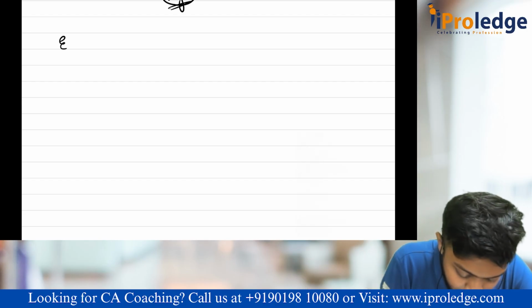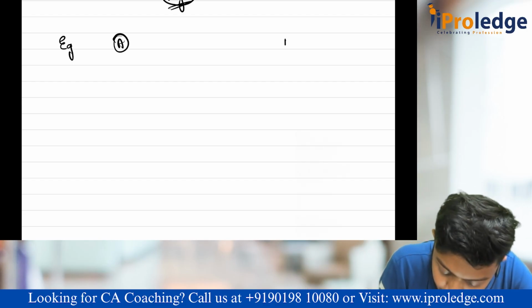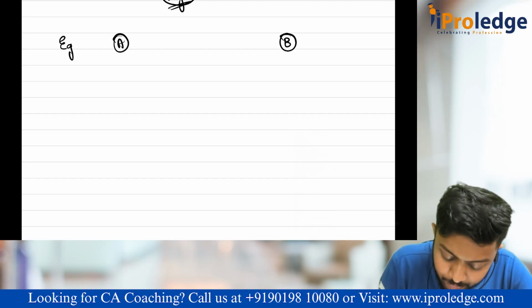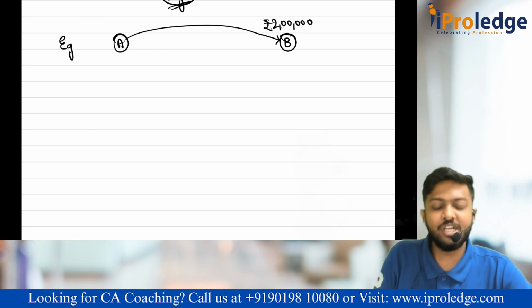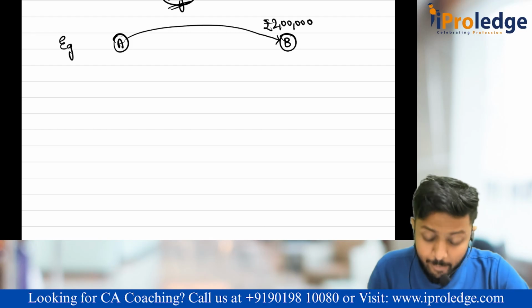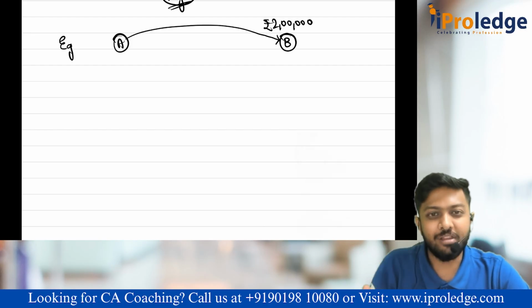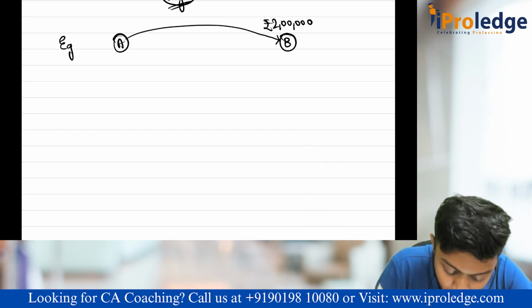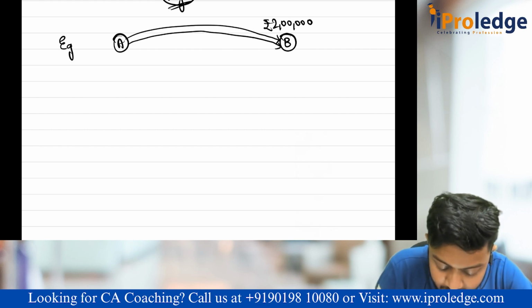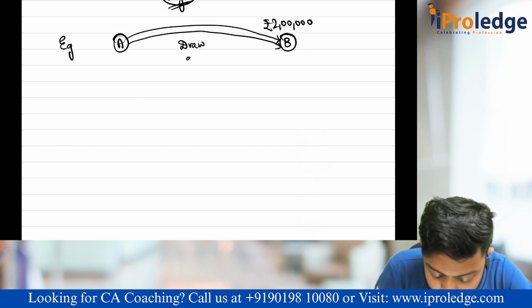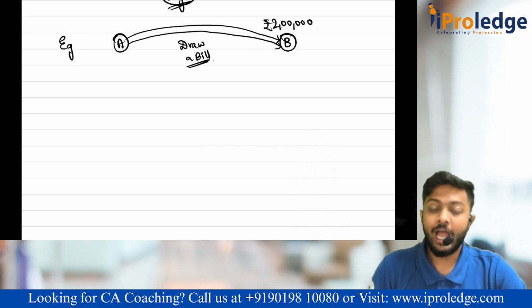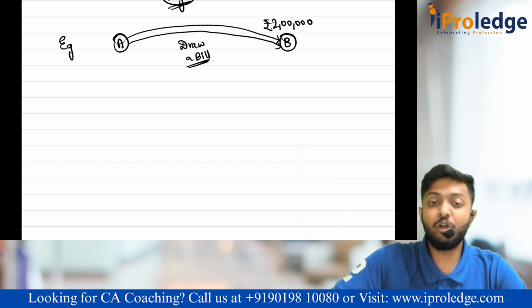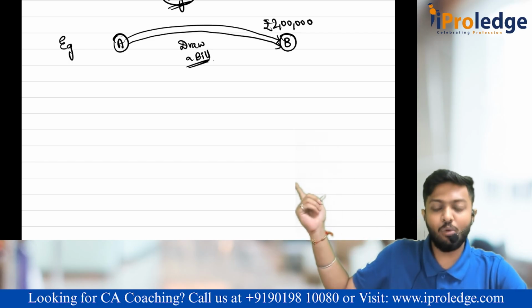Now, example. Suppose there are two parties, A and B. Suppose B would have purchased something worth 2 lakh rupees from A. Now B owes A how much? 2 lakh rupees. Because of this, A will now draw a bill on B, ordering him to pay 2 lakh rupees to himself, that is A, or to his order. So what is his order?